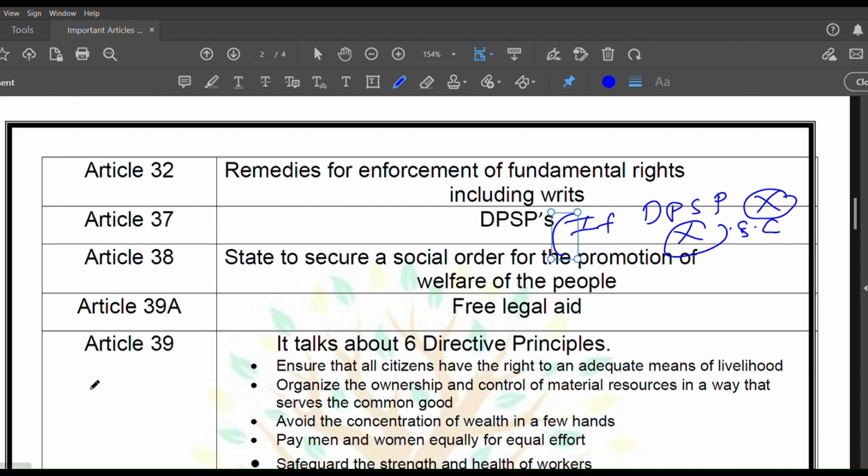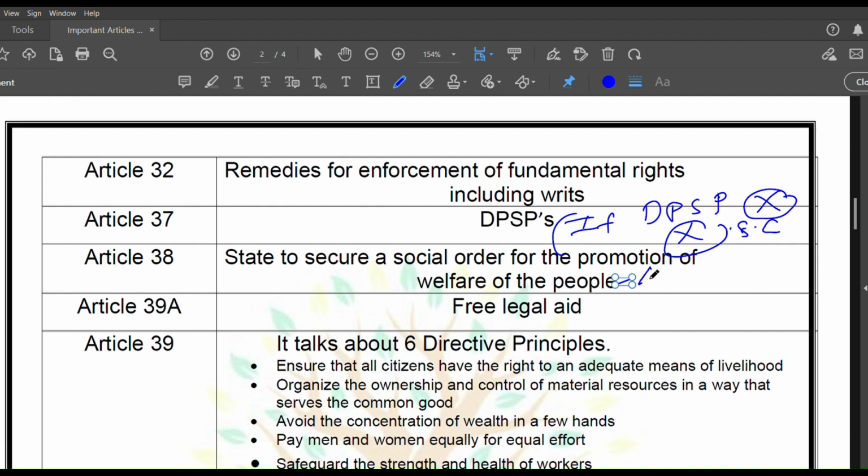Now Article 38 talks about the state securing a social order for promotion of welfare of all the people. You cannot just give to a particular section of society. If you are ruling a state, then you have to talk about the welfare of all the people. This Article 38 has been added with the 44th Amendment Act 1978. So this is to be remembered, I am writing this.